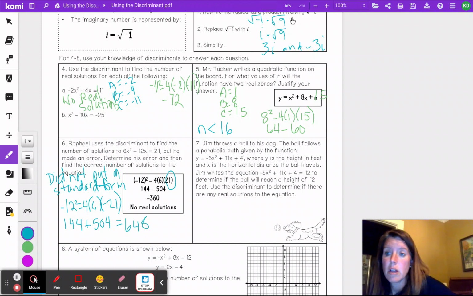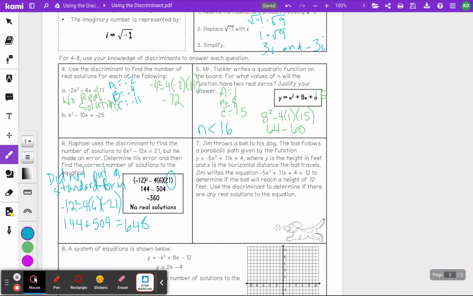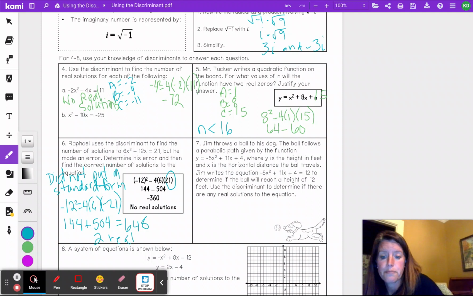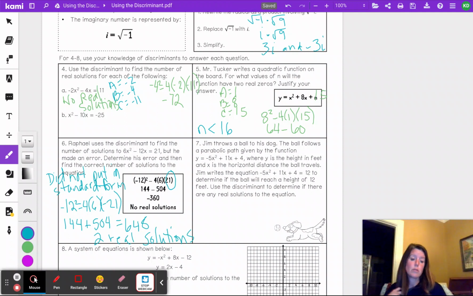So in this case, it's not no real solutions. He actually has two real solutions. Come on, Raphael. What's going on here? Silly little mistake. So that's what I'm talking about. Like with signs, it's a big mistake if you miss a sign.